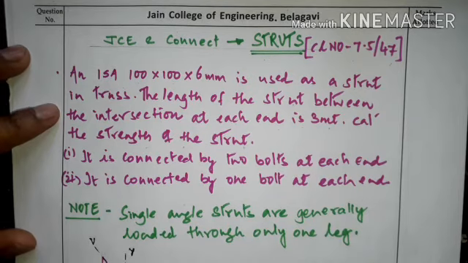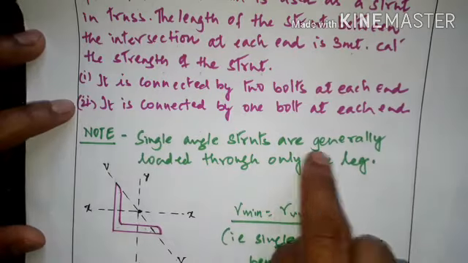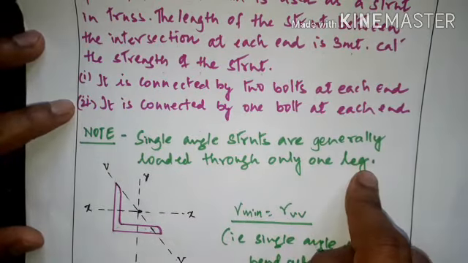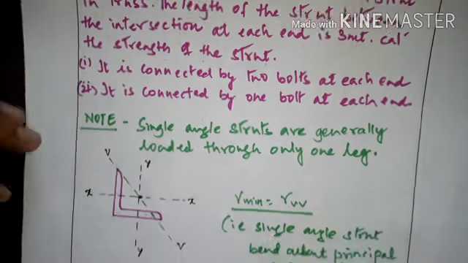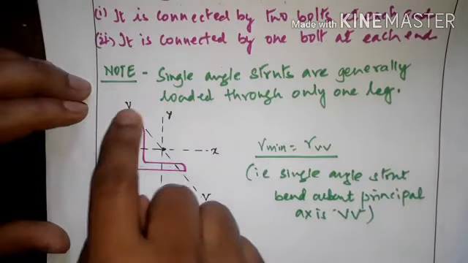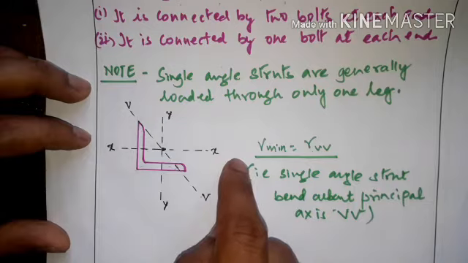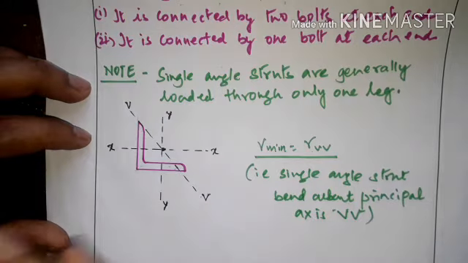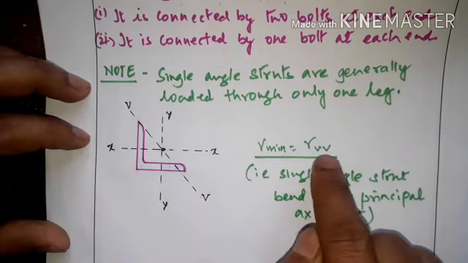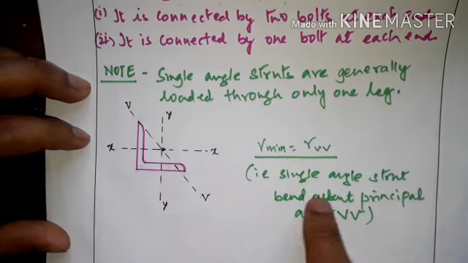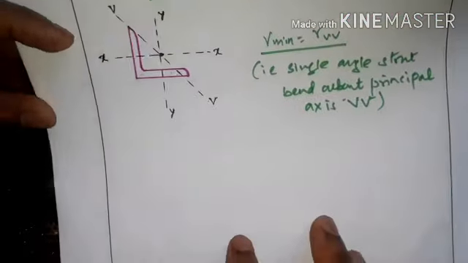As I told you, note once again, I will read it out. Single angle struts are generally connected through only one leg, which means they are eccentrically loaded. When a single angle is connected with one leg, it neither bends about the horizontal axis xx nor the vertical axis yy; it bends about the principal axis vv. So you have to use r minimum equal to rvv directly. So we will start with the solution now.